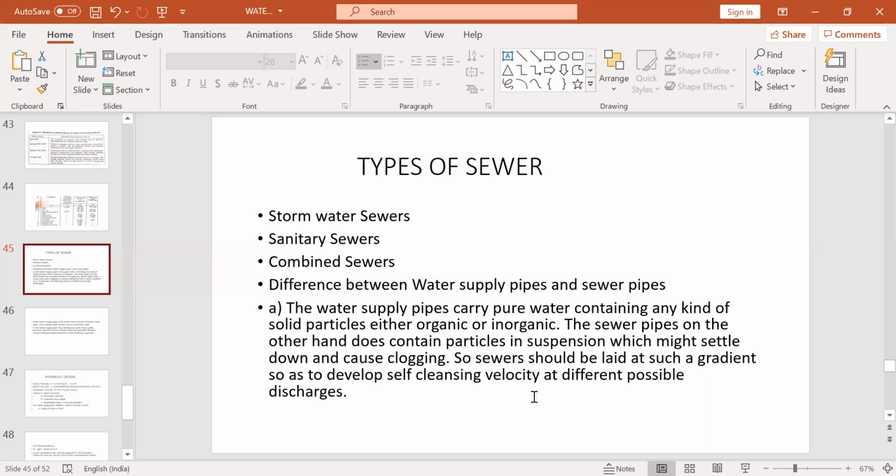Okay. So how can this be prevented? The sewers should be laid at such a gradient or at such a slope that it will develop self-cleansing velocity. It means the sewer pipe should be laid at such a minimum slope in the ground that it will automatically develop that velocity which will self-clean all the solid particles being deposited in the sewer. So such velocity is called self-cleansing velocity. That we will, of course, study in the next topics.